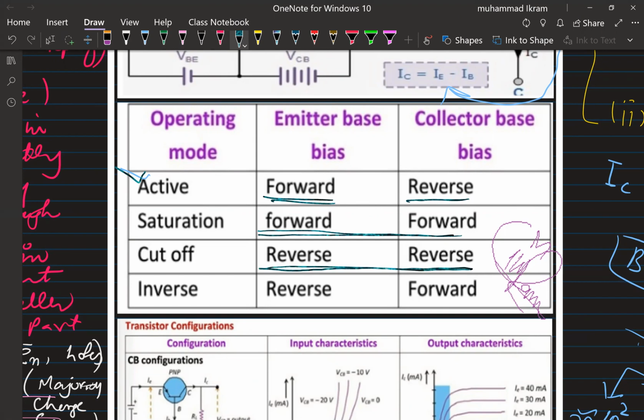And in the inverse, as I told, they are not part of our syllabus, but just for your knowledge, I wrote it here. That one will be in the reverse and one will be in the forward. So you just see that it gets interchanged.